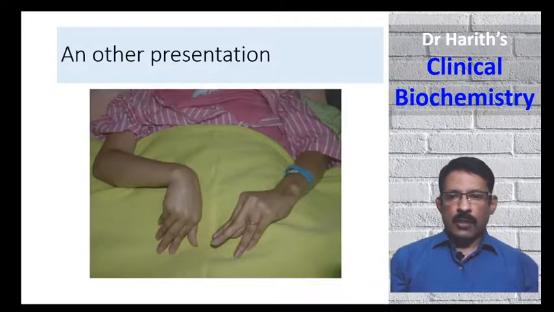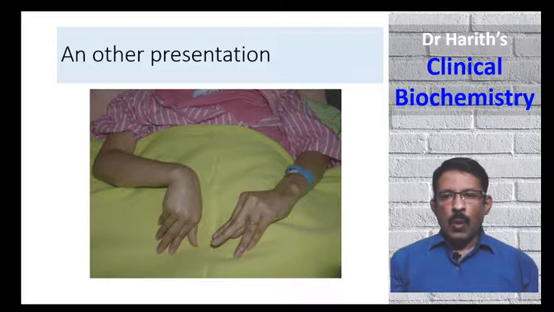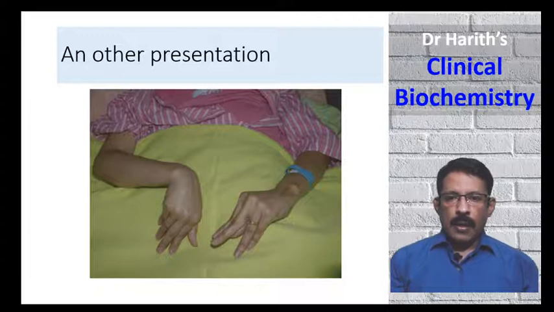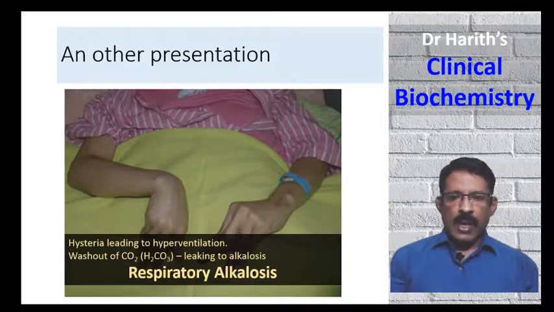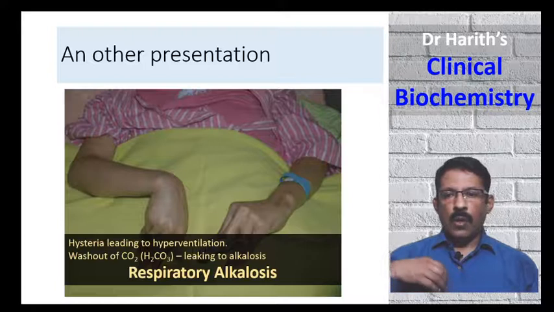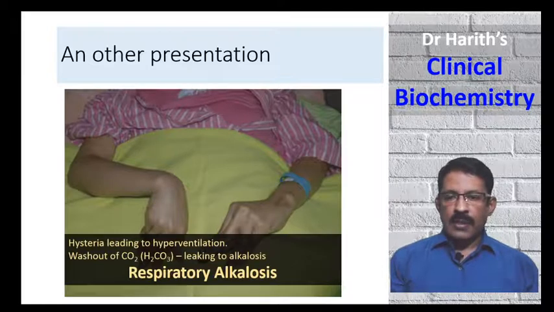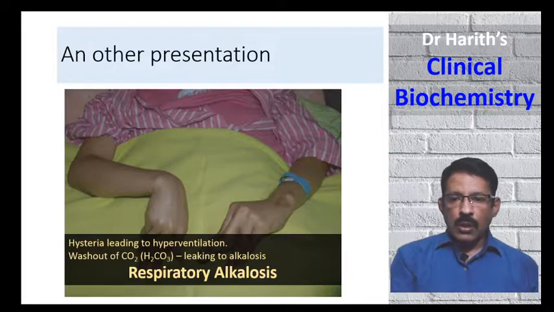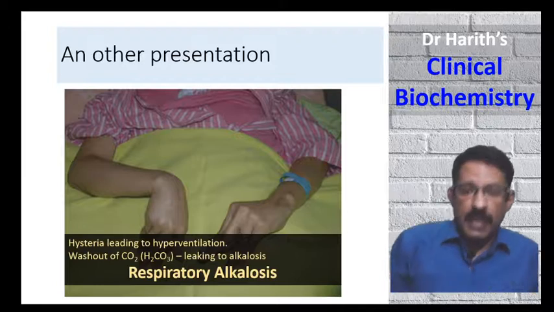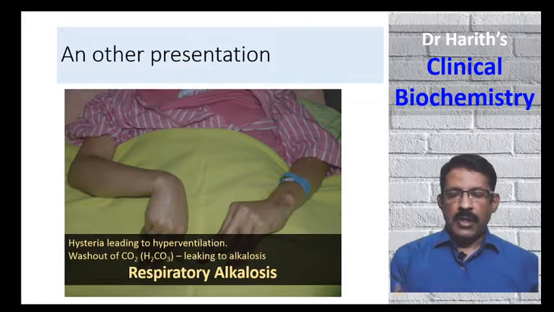On the other end of the spectrum is this small girl who was admonished for a mistake which she did, and then she started getting hysterical, hyperventilating, loss of consciousness, and she got into tetany. This is a classical case where hysteria led to hyperventilation. Hyperventilation led to washing out of carbon dioxide from the lungs. Now, when the carbon dioxide gets washed out from the lung, the carbonic acid levels in the blood decrease, and this leads to a condition called alkalosis. Here, it is alkalosis produced because of respiration, hyperventilation: respiratory alkalosis.